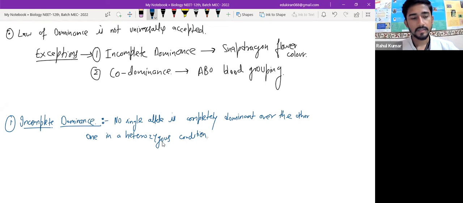Now this means that because there is no complete dominance exerted by a single allele, there has to be a blending of the trait due to both the alleles present. So write down, in the case of incomplete dominance, there is blending of traits that takes place. The blending of traits takes place.